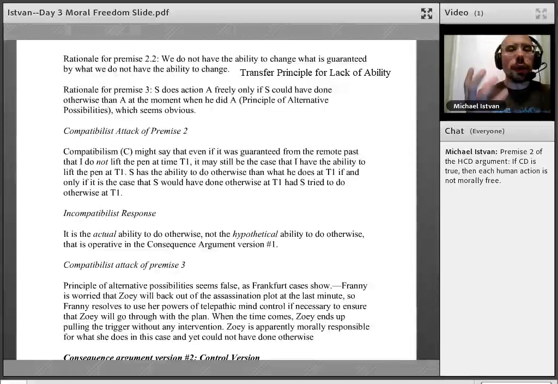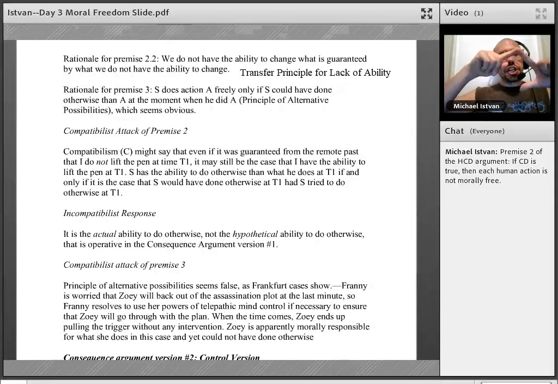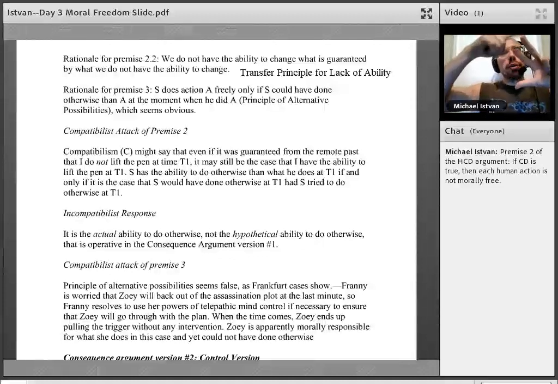Here's a formal way to put it, and this is how a typical analytic philosopher would put it. If proposition P is true, and we don't have the ability to change the fact that P is true, and if Q is guaranteed by P, and we don't have the ability to change the fact that Q is guaranteed by P, then it means that Q is true and we don't have the ability to change the fact that Q is true.